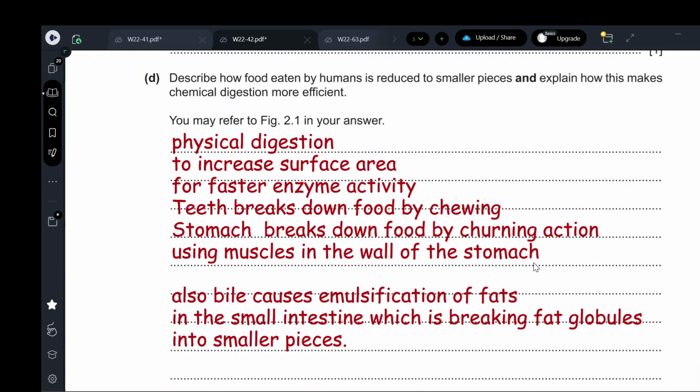There's a third thing, the bile juice. Bile juice secreted from the liver causes emulsification of fats. What is emulsification? Breaking down of large fat particles into smaller pieces. All of these have the same purpose. We want to increase the surface area for the enzymes to work faster.